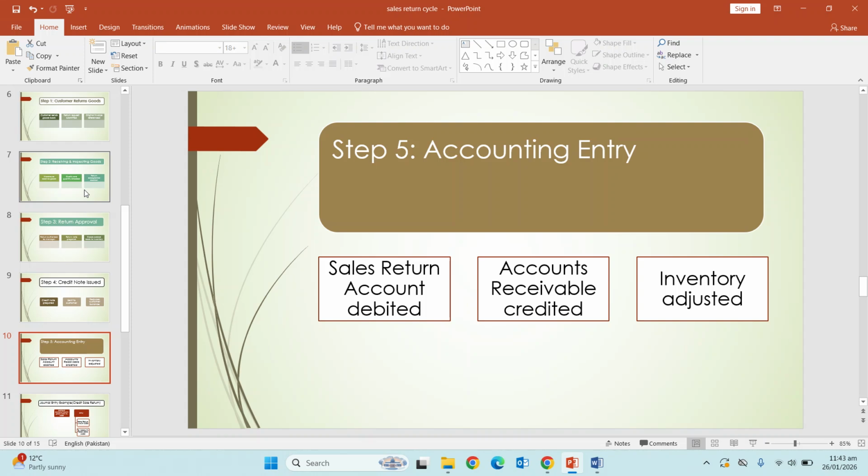Here is the fifth step. Finally, the accounting entry is recorded in the books of accounts. The sales return is debited because sales are reduced, and the accounts receivable account is credited because the customer's balance decreases. Inventory is also increased because the return goods come back into the stock.